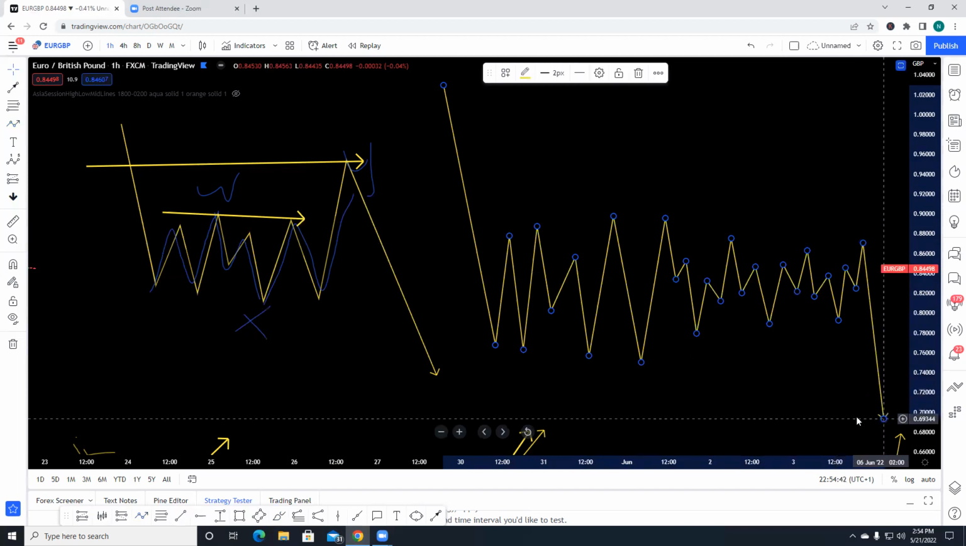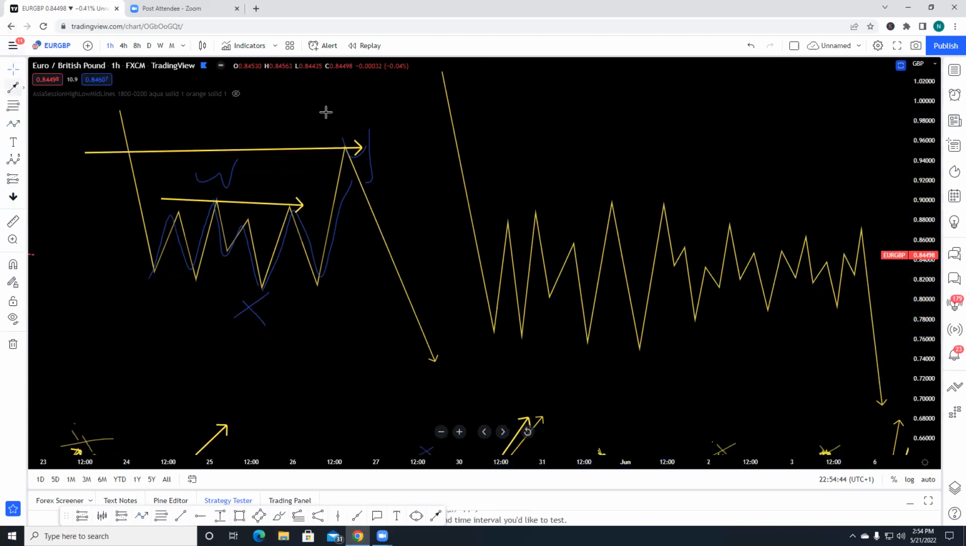and a move to the downside. Can you see? This has become a triangle, guys.